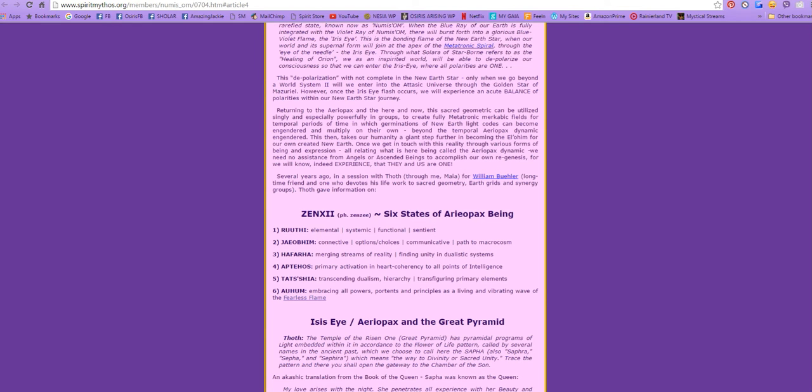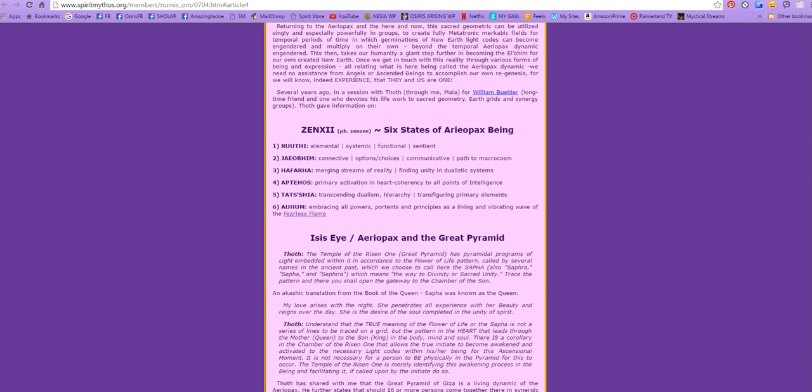Let me get back to here. So, the Isis Eye, EYE-AREIOPAX, and the Great Pyramid. Thoth, the Temple of the Risen One, Great Pyramid, has pyramidal programs of light embedded within it in accordance to the Flower of Life pattern, called by several names in the ancient past, which we choose to call here the Safa, also Safra and Safira, which means the way to divinity or sacred unity.